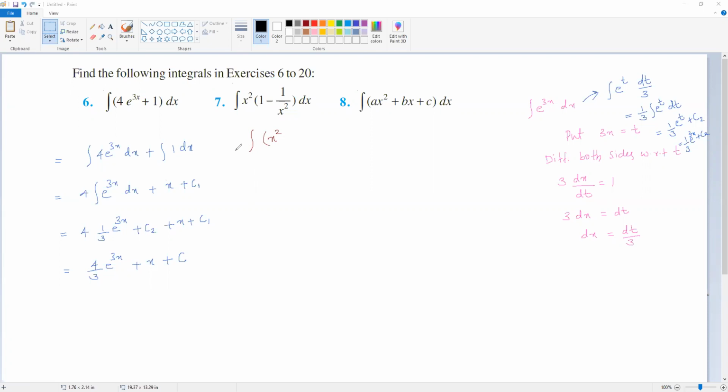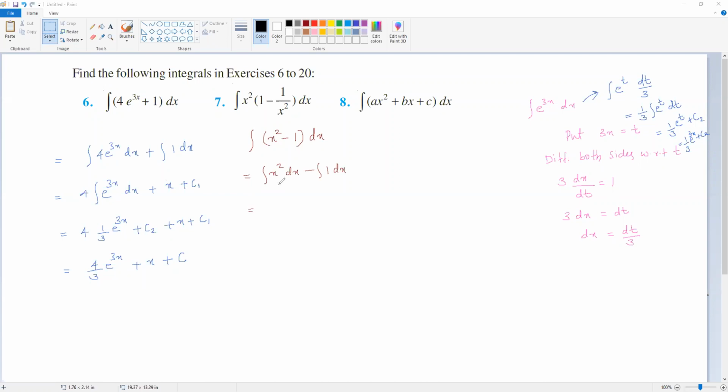It is a product of two functions. So we have not studied any product rule yet. So open the bracket. x square into 1, x square, minus into minus, plus, x square into 1 by x square, the x square will cancel, 1. This is equal to the integral of a difference is a difference of the integrals. So integral x square dx minus, you can take outside, integral 1 dx.